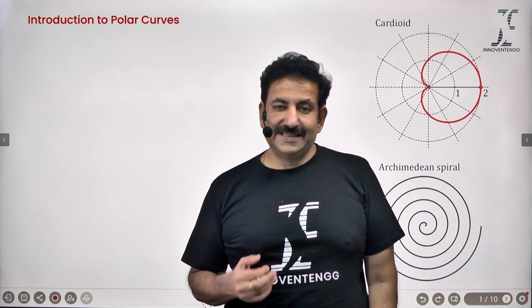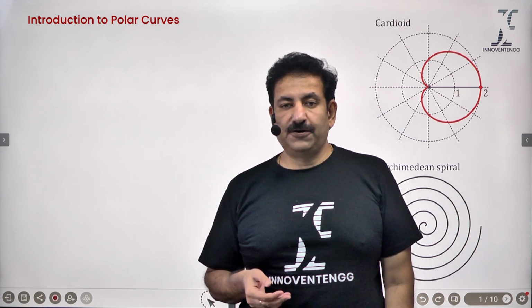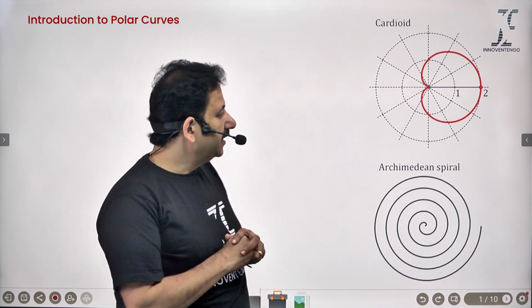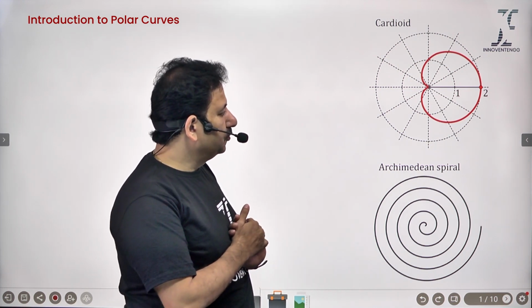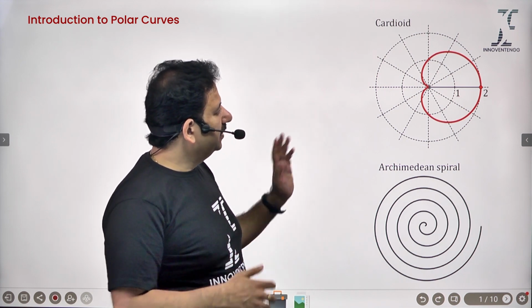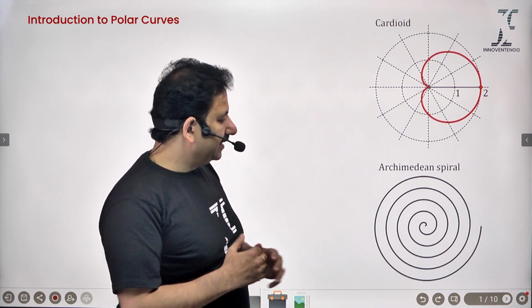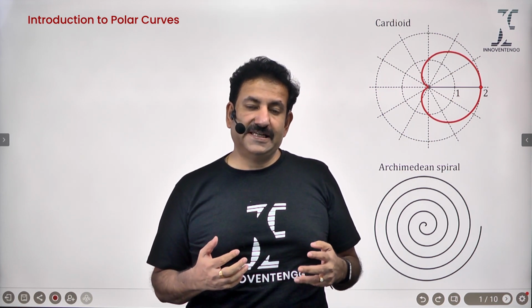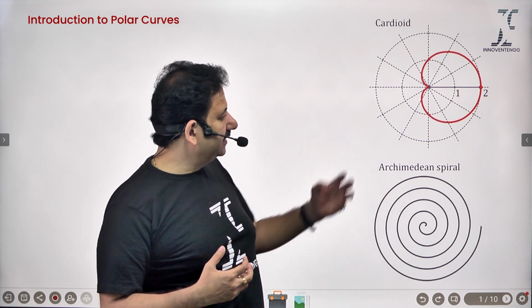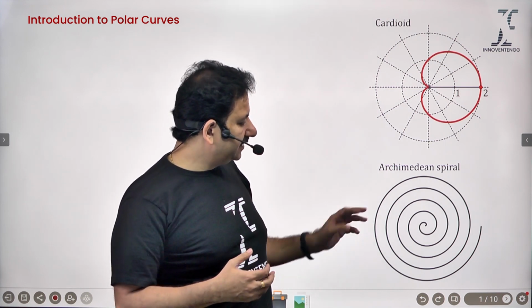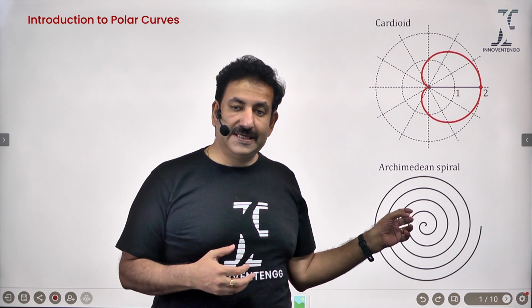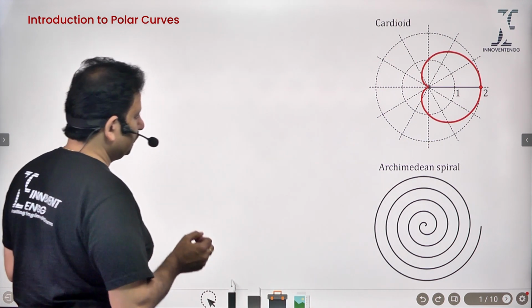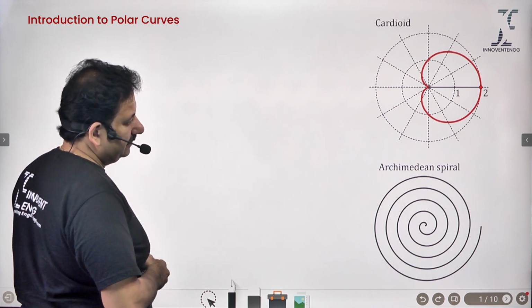Now let's try and gain a basic understanding of the polar representation of curves. Here we have represented two famous curves. One is the cardioid and another is the Archimedean spiral. Now what is the advantage of representing these in polar coordinates when compared to Cartesian coordinates? One is of course the elegance and simplicity.